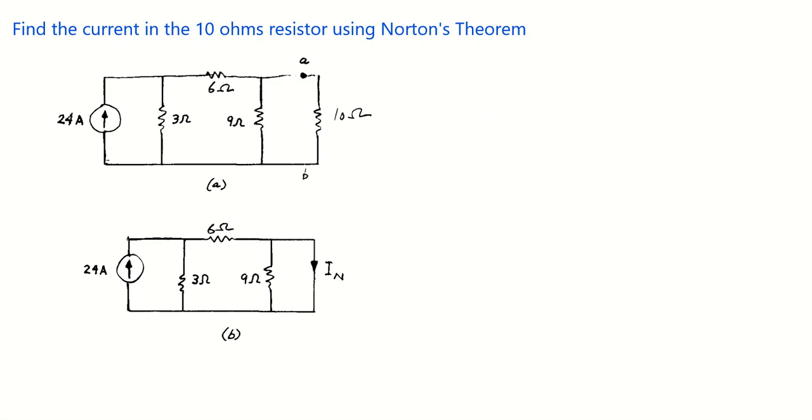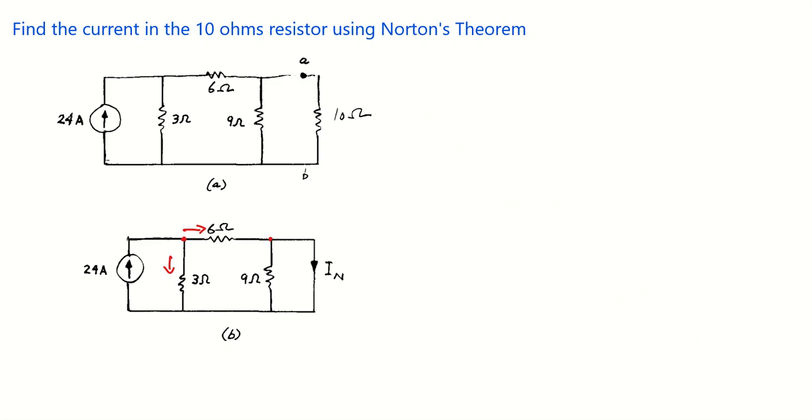When we take out the 10 ohms and then short circuit the terminals, what will happen is that this 24 amperes, that is coming from the source, when it gets to this node, it will split into two, with some flowing through the 6 ohms and then some flowing through the 3 ohms.